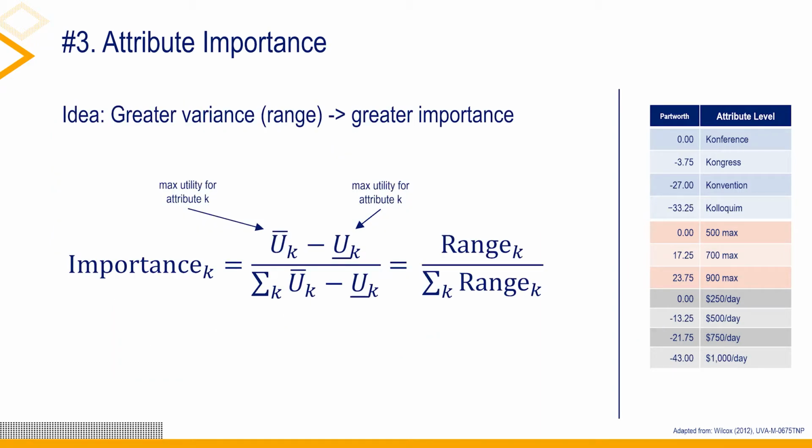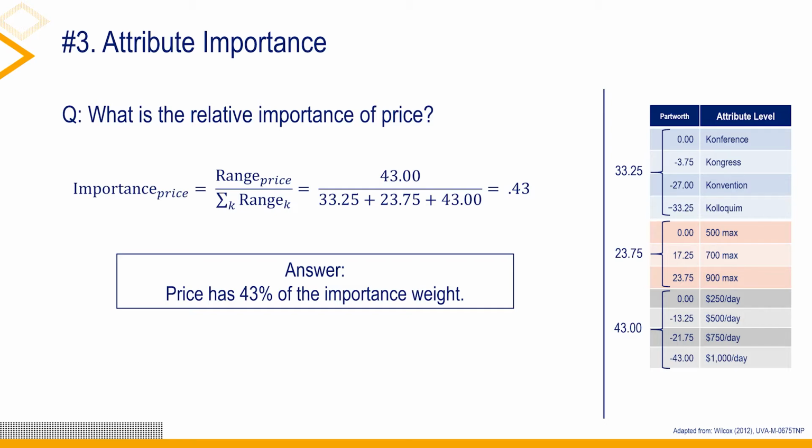Number 3, attribute importance. The idea here is that little variation in utility over an attribute's levels means it has little importance. Put differently, say if the utility for red color is about the same as any other color, then color has relatively little importance in determining preference. So, more variation, operationalized as the range of the utility of an attribute's levels, means it is of a higher importance. For our video conferencing example, how important is price? The relative size of its range is 0.43, so its relative importance is 43%.